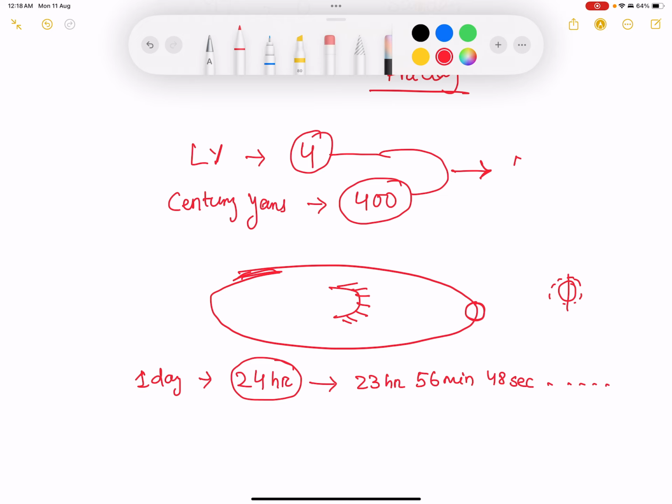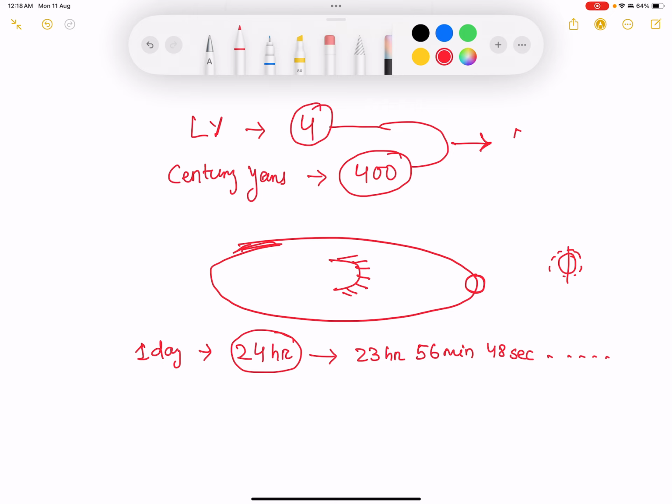Okay, if you calculate like this it will never end. Okay, now, 1 year means how many days? 1 year means 365 days and 6 hours. Because of 4 years only we are getting 1 day extra, right? But is the earth actually taking 6 hours? No, it is actually taking 5 hours 47 minutes 56 seconds.